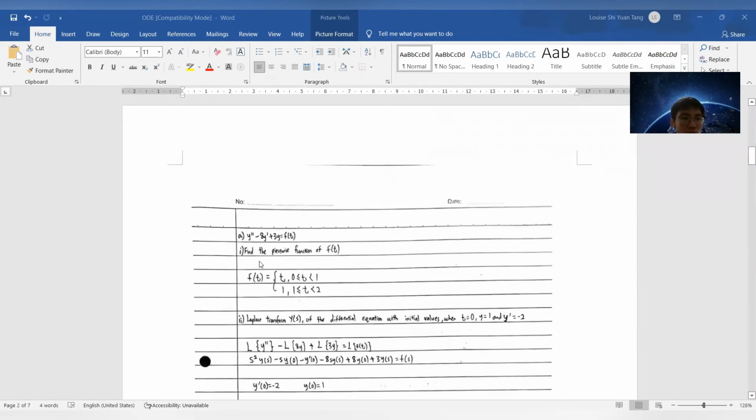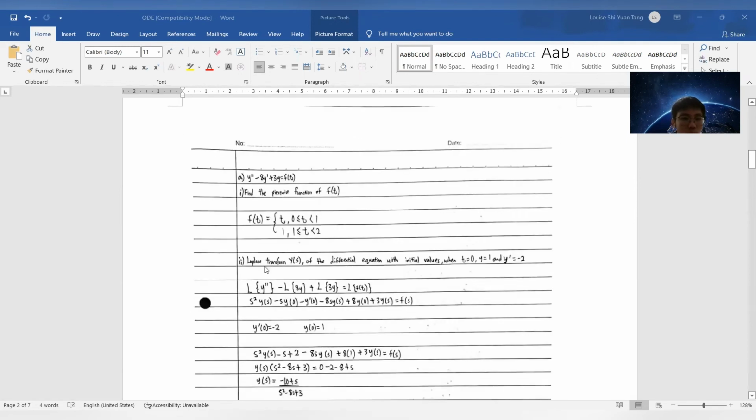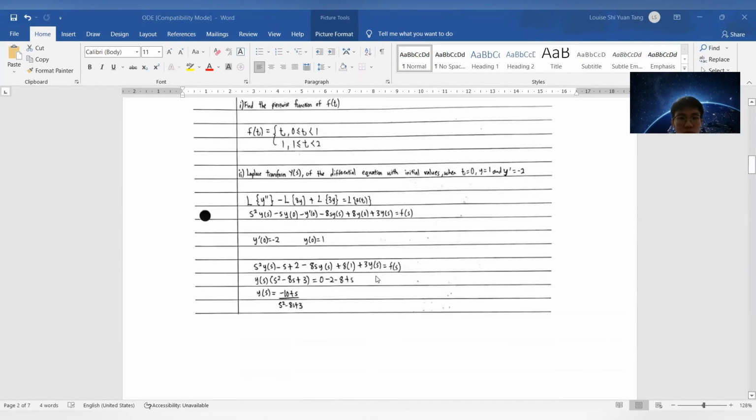So for A, we need to find the piecewise function of f(t) for y double prime minus 8y prime plus 3y equals f(t). And the second one, we need to find the Laplace transform Y(s) of the differential equation with the initial values when t equals 0, y equals 1, and y prime equals negative 2. So we follow the steps.